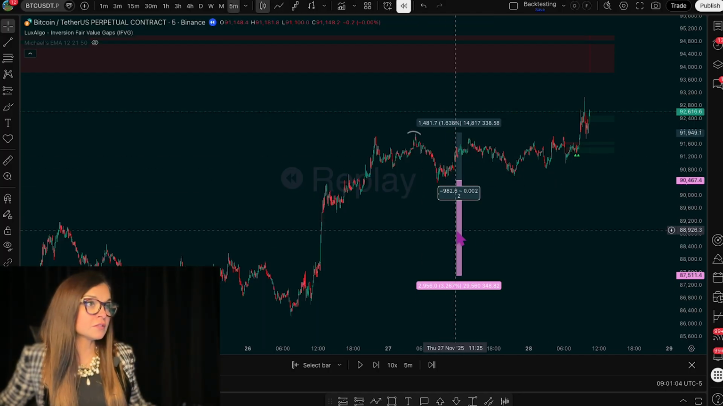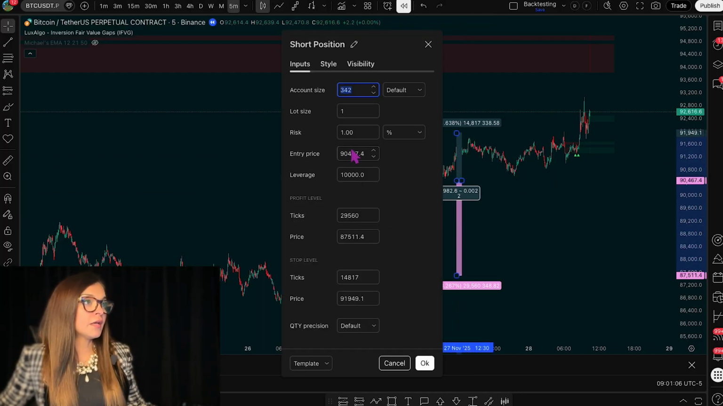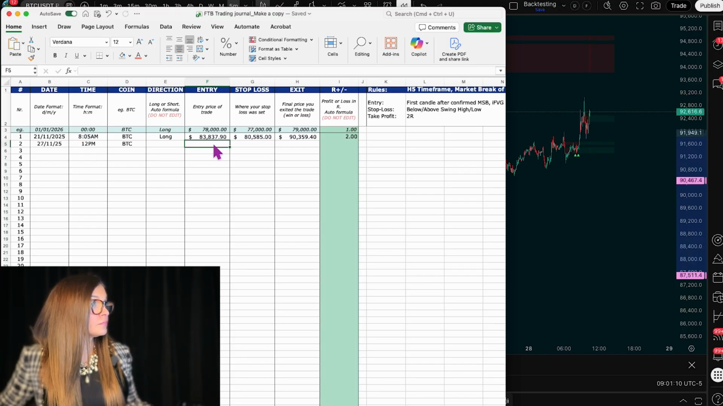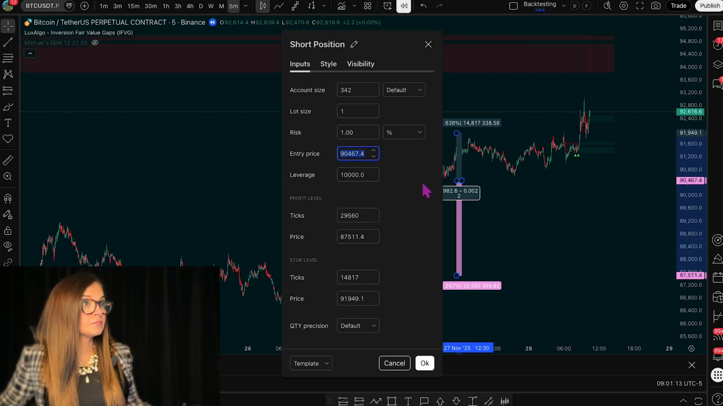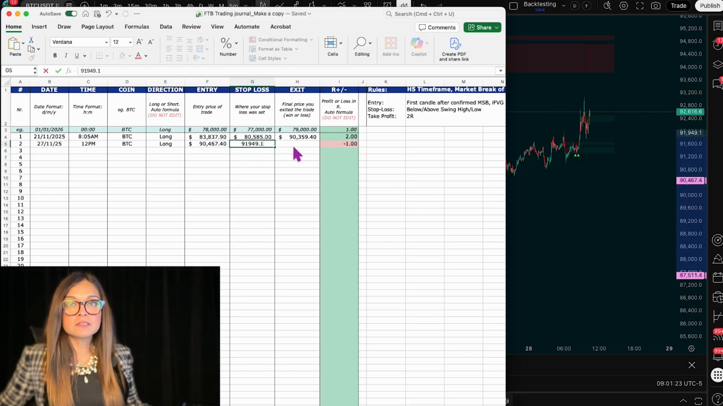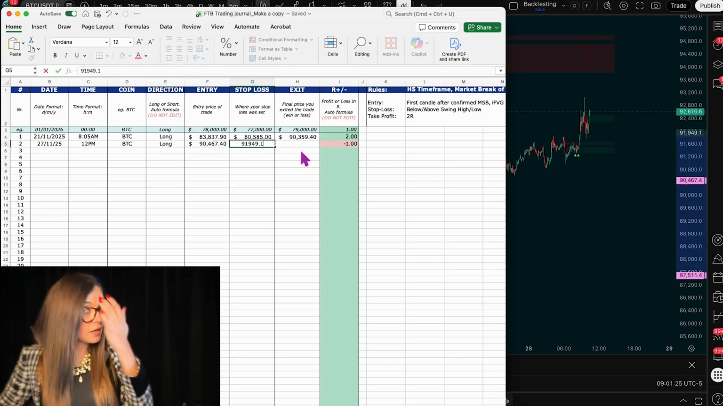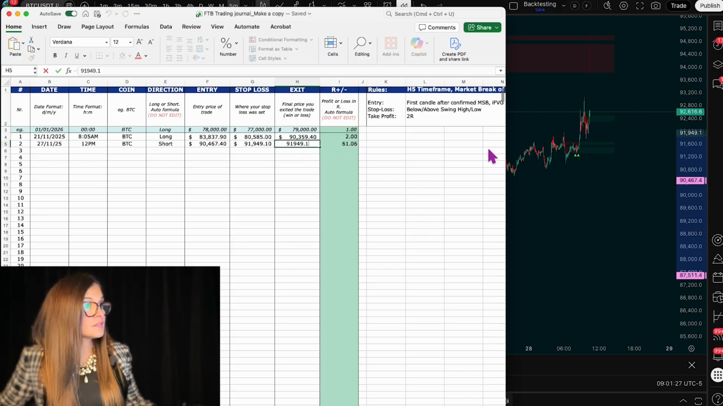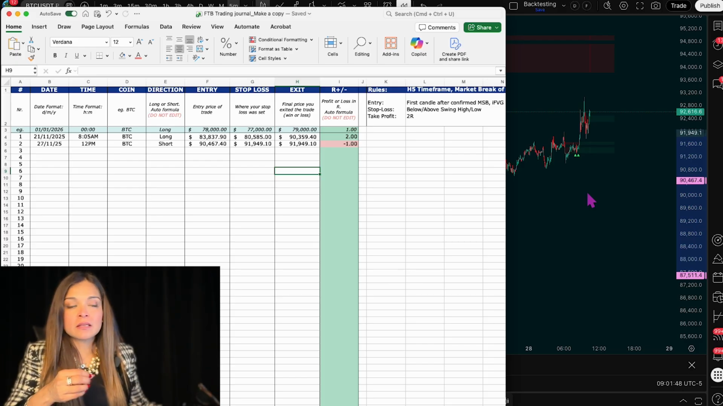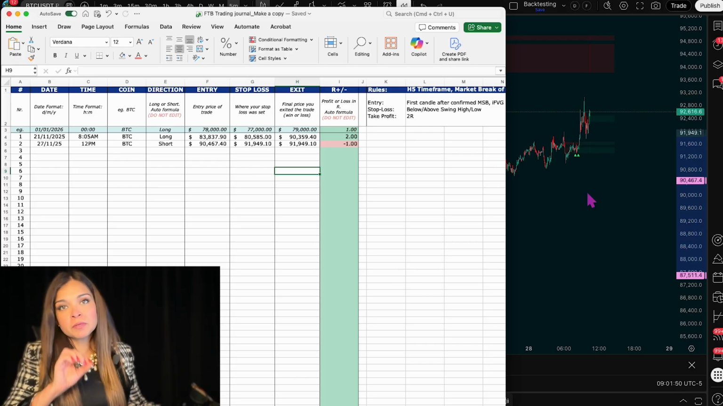And here we'll enter the price, double click, entry price. Stop level. And because we were stopped out, we exit at the same price, okay? And here we have a -1R. And it is as simple as that. Now I'm going to do a few more, but I'm going to speed up the video. Let's go.